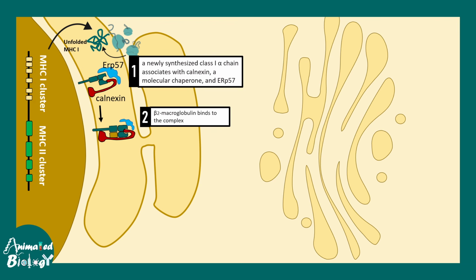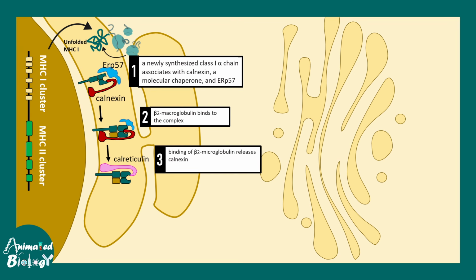This would allow dissociation of calnexin and replacement of calnexin with calreticulin. In addition to calreticulin, there would be ERP57, tapasin, and the TAP transporter. All of these form a complex known as the peptide loading complex. Now, where does the peptide come from?